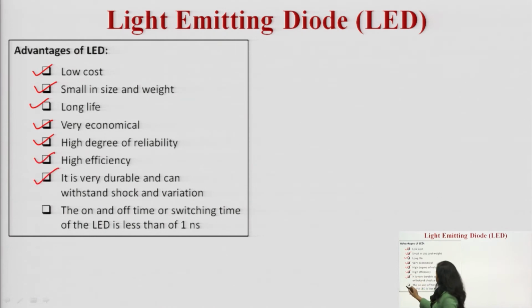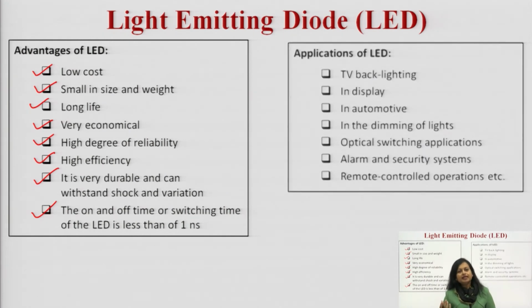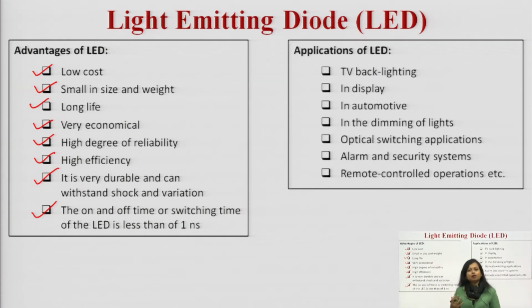It is very durable, and you can see the switching time of LEDs is very high. LEDs can be switched on and off very quickly. So the switching time is less than 1 nanosecond, which is the advantage. Applications include TV, backlighting, display, automotive, dimming of lights, optical switching, alarms and remote control applications, and a number of other applications are also there. So this is how you can understand the LED and its important facts.